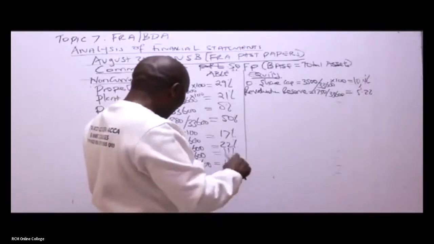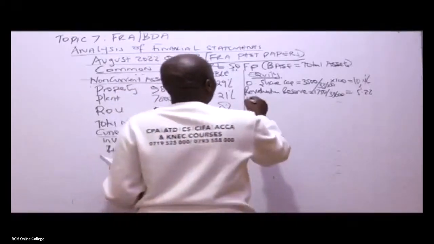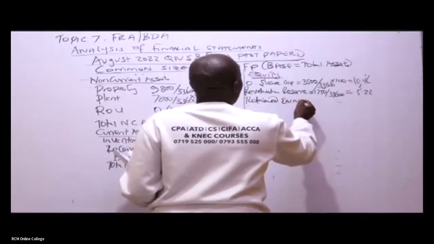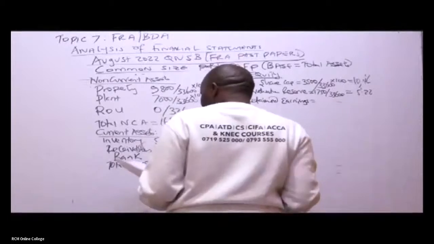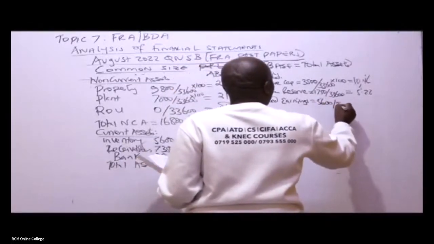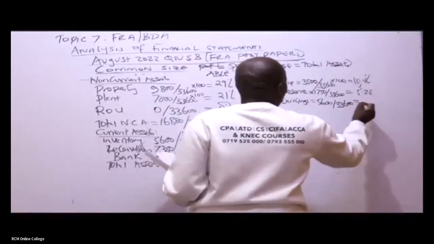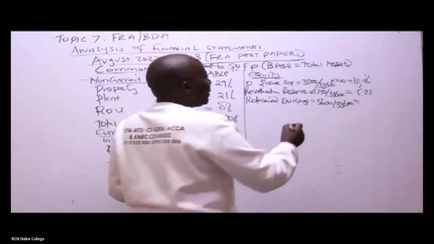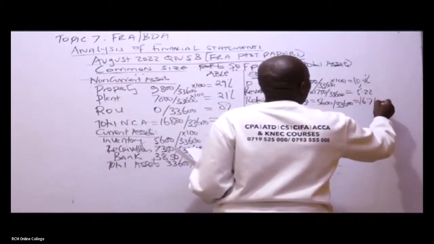Then, ladies and gentlemen, I can see I have retained earnings. What do we have here? Retained earnings, 5,600. We divide by 33,600. What figure are we getting here? 16.7%. Thank you so much.